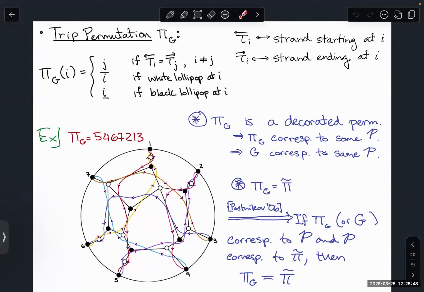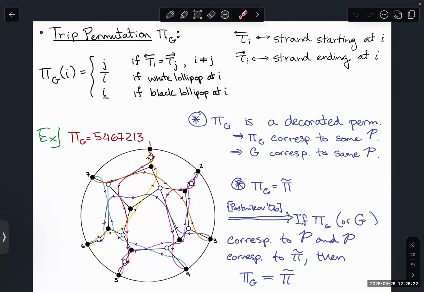In particular, this definition of a trip permutation gives us another decorated permutation, which via its correspondence with Grassmann necklaces corresponds to some positroid P. I'm sweeping some things under the rug, but the trip permutation is one of the invariants of G under some well-defined local moves. And so G also corresponds to the same positroid P as its trip permutation.